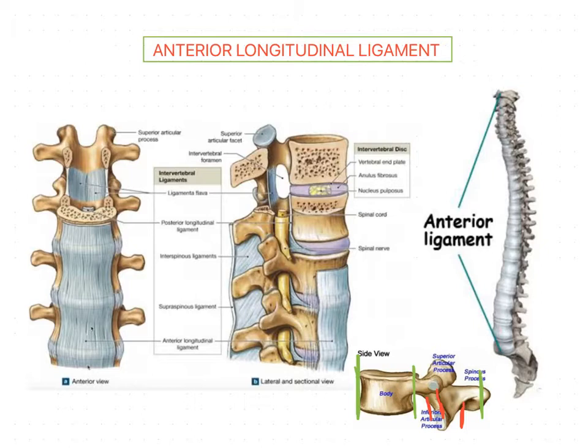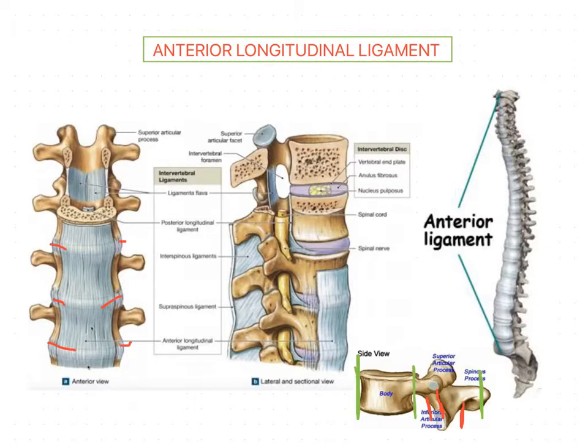In this session, we will see from where to where the anterior longitudinal ligament stretches, what types of fibers are present in it, and what its important functions are. Now we'll see the anterior longitudinal ligament. It is associated with the interbody joints.